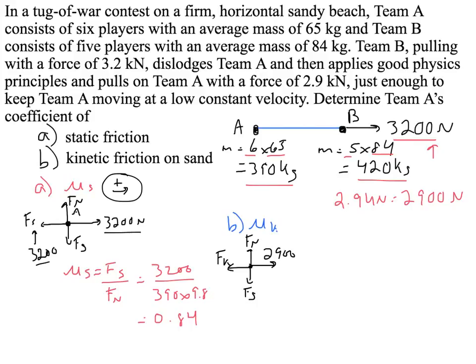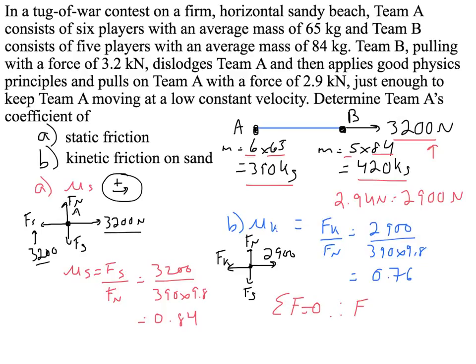So now when we do it out, we get mu k is going to equal Fk over Fn, 2,900 over 390 times 9.8, equals 0.76. Now the thing to keep in mind, again, is that the sum of the forces equals 0. Therefore, Fs in the first question, we'll say just F friction, whether it's static or kinetic, must equal the force applied. So that's how we can use 3,200 for A and 2,900 for B.